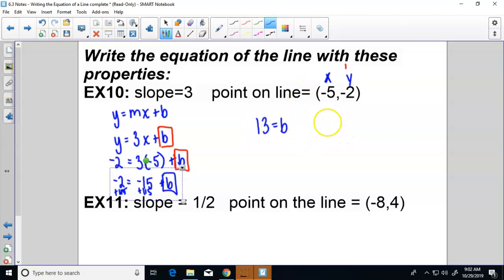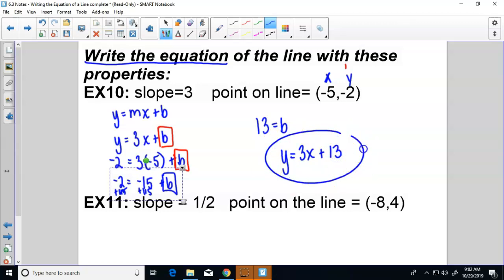And so our answer is the equation, because the question said write the equation. So you have y equals 3x plus 13. Do not put the negative 5 and the negative 2 in the equation whenever you're writing the equation of a line.